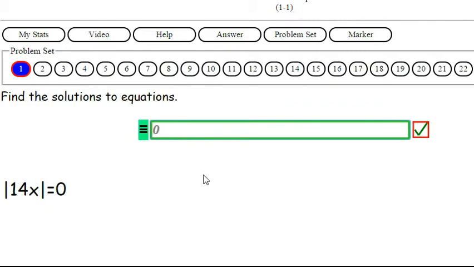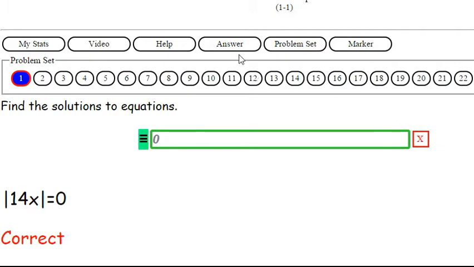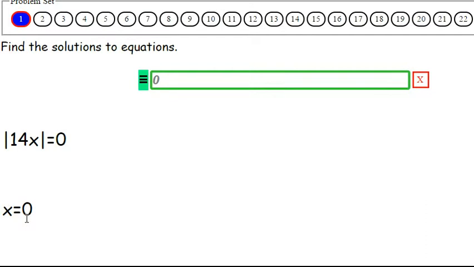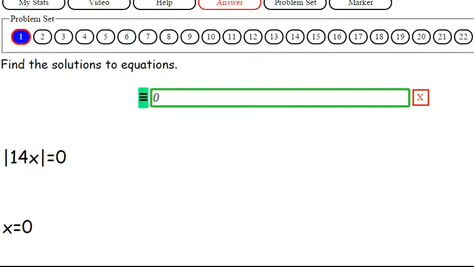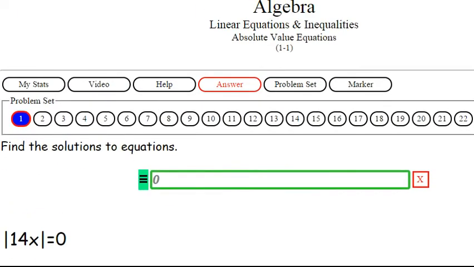Let's plug that into the checkbox and click there, correct? Or you can hit the answer up above, which actually says x is equal to 0, and I think I need to get rid of that too, so I need to make some adjustments there.